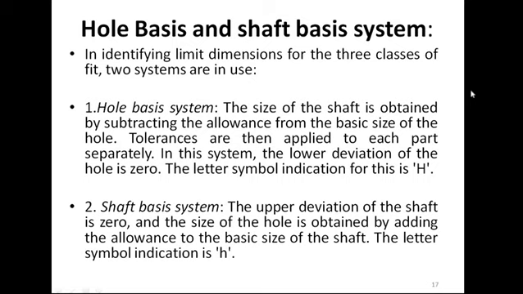First of all, I will tell you about the hole basis system. In the hole basis system, the size of the shaft is obtained by subtracting the allowance from the basic size of the hole. The tolerances are then applied to each part separately. In this system, the lower deviation of the hole is 0 and the letter symbol for this is H. So we indicate H for the hole basis system.